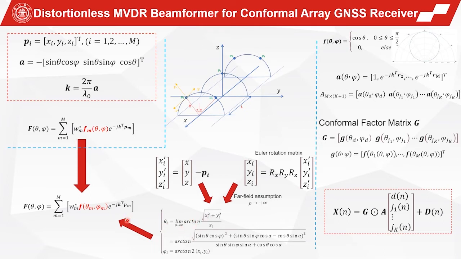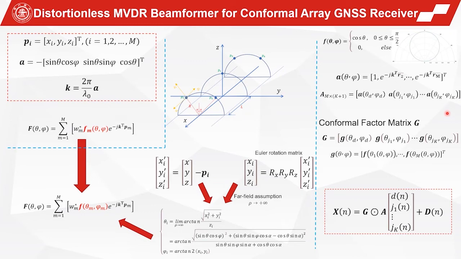Now the array radiation pattern can be transformed to this. As to the element radiation function, a cosine element model is used to better depict the radiation characteristic of elements on the convex conformal surface. Based on the above analysis, a general signal receiving model for an M-element convex conformal array can be obtained.